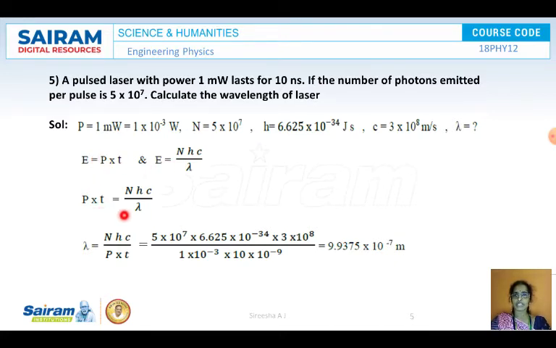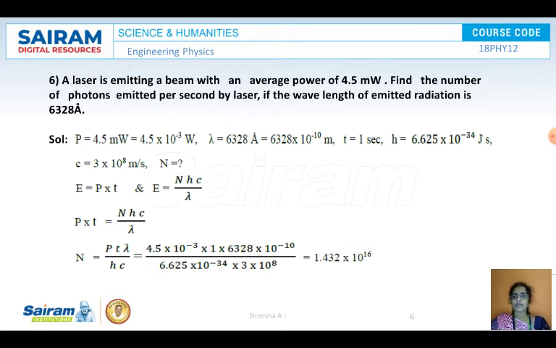So P into T is equal to NHC by lambda. Thereby lambda is equal to NHC by P into T. N value is known, H value is given, C value is there, P value is already given. So substitute the value of P, and time is nothing but 10 nanoseconds, which is 10 into 10 to the power of minus 9. Substitute the values, you will be getting the value of lambda as 9.9375 into 10 to the power of minus 7 meters.